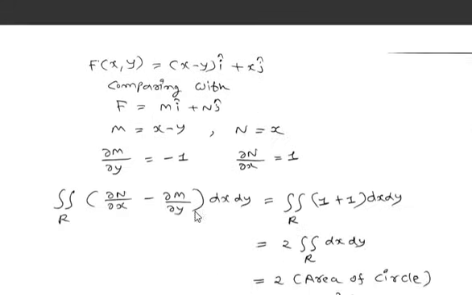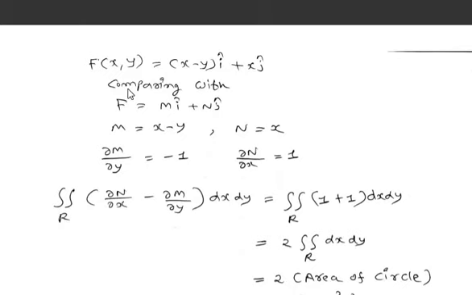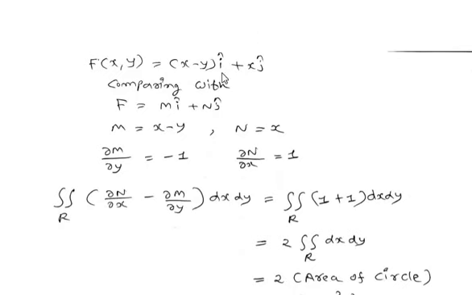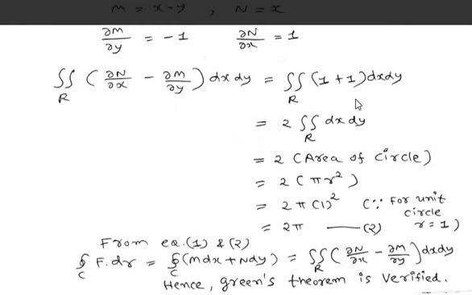Now we will find this double integration. We have been given the function F(x, y) equals (x minus y) i cap plus x j cap. Comparing this with M i plus N j, we have M equals x minus y and N equals x. So del M by del y is minus 1 and del N by del x is 1. So the double integration over the given region R of (del N by del x minus del M by del y) dx dy equals the double integration over R where del N by del x is 1 and del M by del y is minus 1. So minus minus plus 1, it becomes 1 plus 1, and 1 plus 1 is 2.